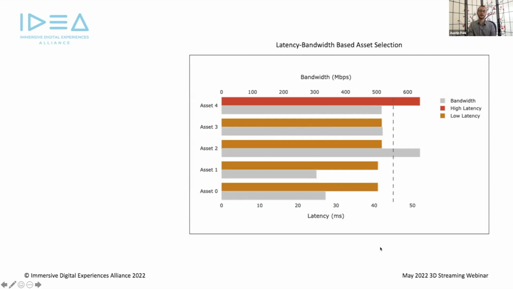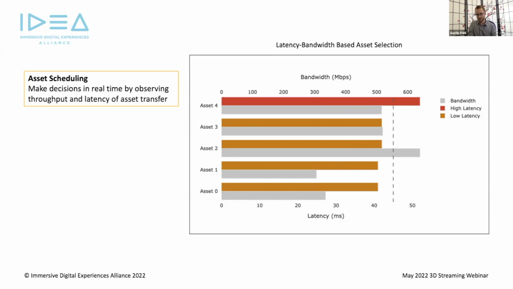This plot presents two metrics side by side for various assets. Bandwidth, which is denoted by the gray bars with the axis on top in megabits per second, and latency in milliseconds, denoted by the orange and red bars with the axis on the bottom. These data points were measured at runtime during that 3D stream clip that Abhinav presented earlier. In intelligent buffering, bandwidth and latency are some of the most important metrics to consider when making asset scheduling decisions in real time.